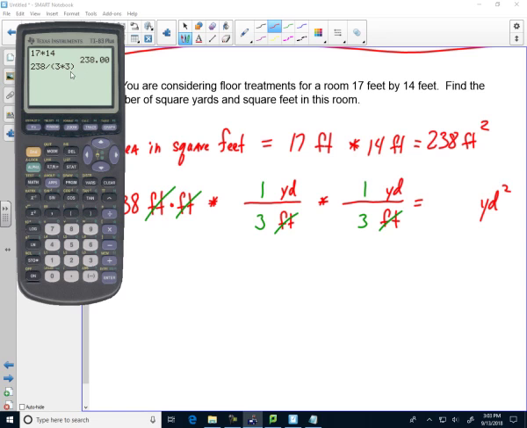Now, if you're sitting there thinking, well, 3 times 3 is 9, okay, I'm all right with that. Just put the 9 in. I'm just showing you the long way. So I get 26.44 square yards. Who would have thought?